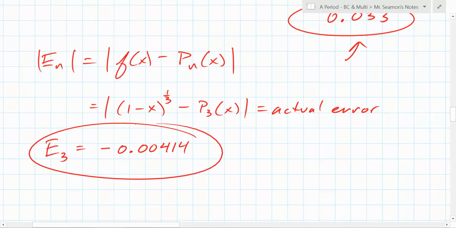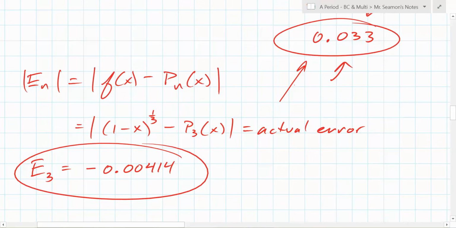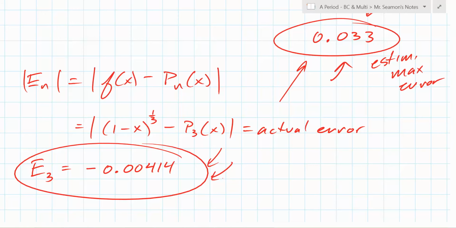0.00414. What's interesting about that error compared to this error? This was our estimated max error. What's interesting about this one compared to this one? The sign is different, but that's actually okay, it's absolute value. But what? It's not to 3 decimal places. Can you tell me how they relatively compare to each other? That's way bigger, relatively speaking. It's just an observation to make. The error on our estimate was way bigger than the actual error. Correct.